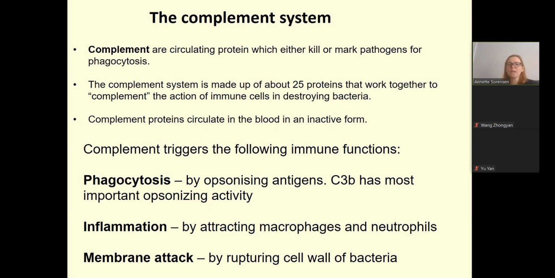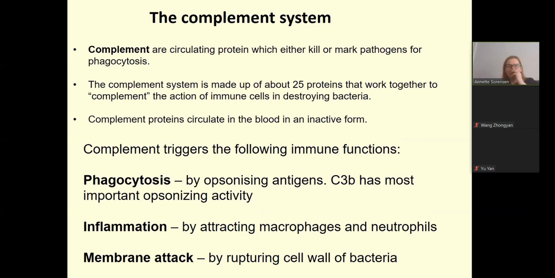Now we're going to talk a little bit about the different immune functions that these complements can trigger. They can trigger phagocytosis, and they do that by opsonizing antigens. Opsonizing antigens really just means that they can label pathogens with complement proteins, which then leads to phagocytosis. So the bacteria becomes marked by a complement protein, which is recognized by a phagocytotic cell. We'll look at an example in a minute.